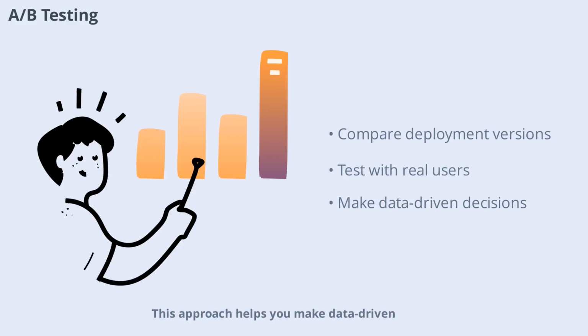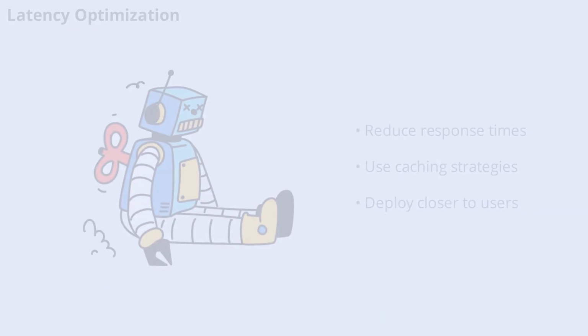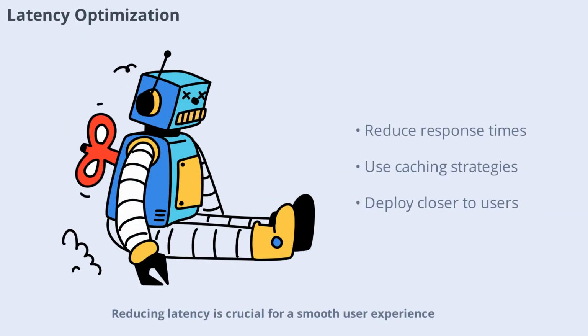This approach helps you make data-driven decisions and continuously improve your deployment. Reducing latency is crucial for a smooth user experience, especially in interactive applications. Optimize your network, use caching, and consider deploying models closer to users with edge computing. Every millisecond counts when it comes to responsiveness.